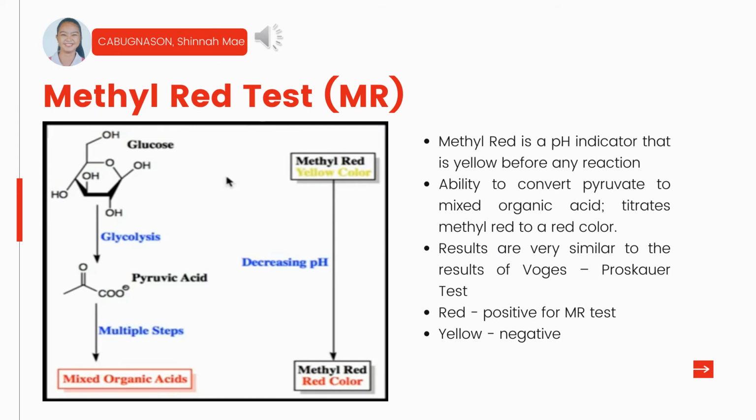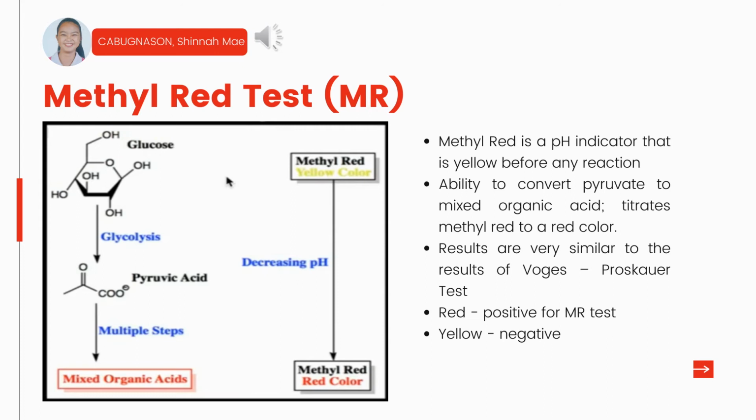Let us first understand the theory behind the methyl red test. Methyl red is a pH indicator that changes colors at different pH. In a methyl red test, we are testing the ability of bacteria to convert pyruvic acid after glycolysis to mixed organic acid. In this diagram, starting from glucose, it goes through glycolysis to form pyruvic acid. Then the pyruvic acid is converted to the mixed organic acid.